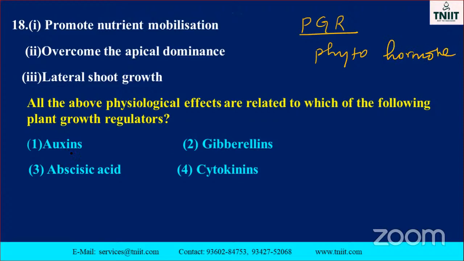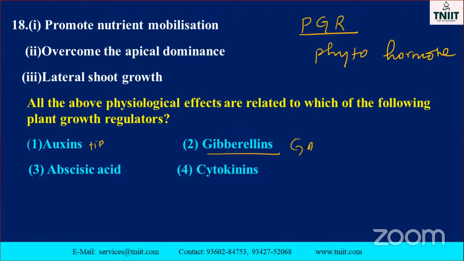See the options: auxin, abscisic acid, citric acid, cytokinin. Which one promotes nutrition metabolism? These two are promoting metabolism, isn't it, my dear? No. Abscisic acid is for dormancy. Auxin is only present at the tip.